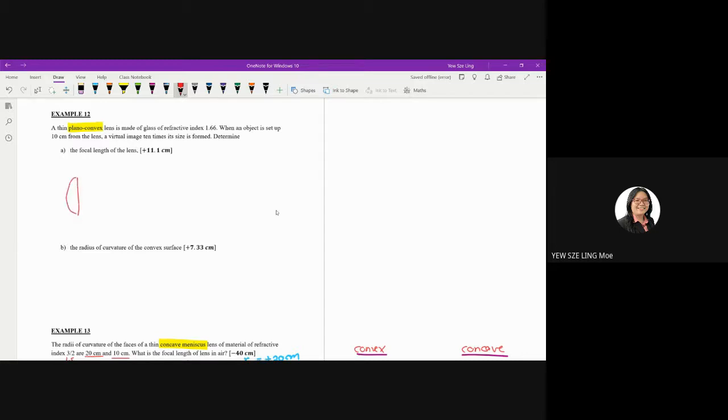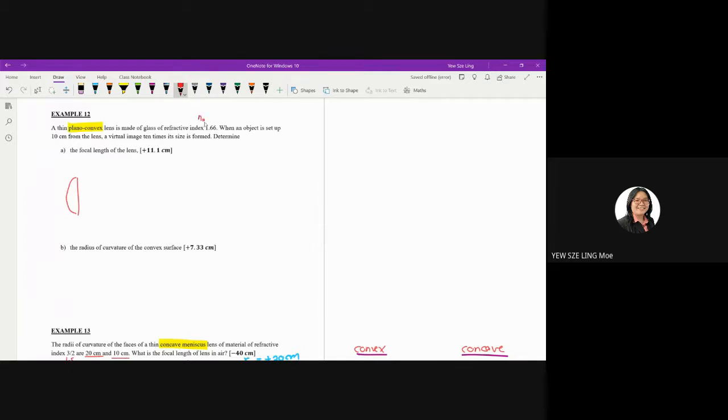Okay, this is your plano-convex lens. It's made of glass of refractive index 1.66. When an object is set up 10 cm from the lens, a virtual image 10 times its size is formed. So let us see how we are going to solve it. Question 1 asks you to calculate the focal length of the lens. But you are not given the radius, which means you cannot use the lens maker equation. So let's see what information we have.